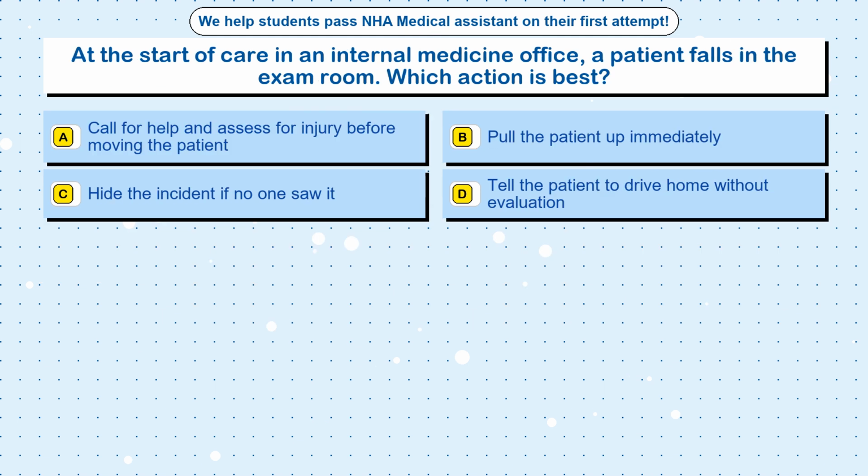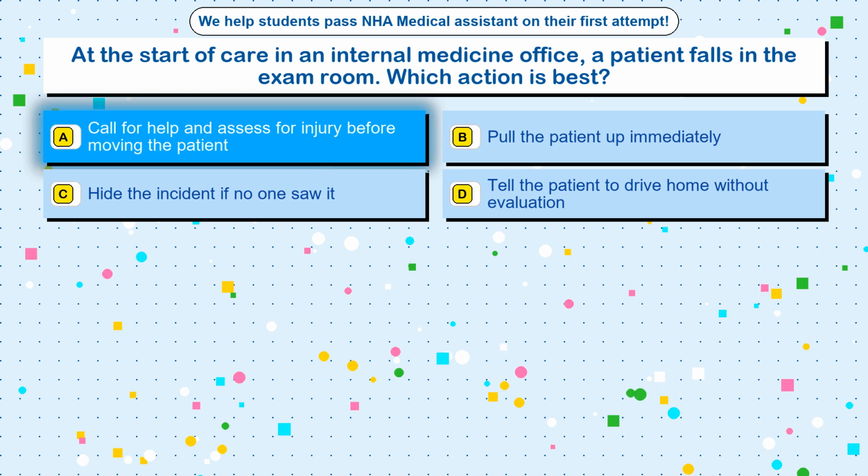Question 98. At the start of care in an internal medicine office, a patient falls in the exam room. Which action is best? Option A, call for help and assess for injury before moving the patient. Option B, pull the patient up immediately. Option C, hide the incident if no one saw it. Option D, tell the patient to drive home without evaluation. The correct answer is option A. Call for help and assess for injury before moving the patient.